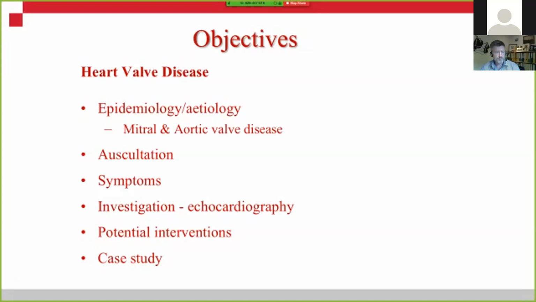Most importantly, in many respects, is looking at timing of interventions and what potential interventions are available now to our patients. And I'll try and wrap it up with a case study, hopefully, to bring it all together at the end.